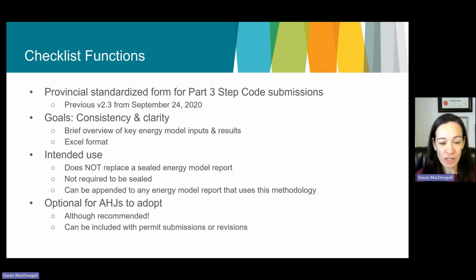And so for that reason, we're suggesting to a lot of practitioners that you can actually append this checklist to any energy model report that uses this methodology, which is a nice way of succinctly and clearly summarizing the information in a long report. The checklist is optional for AHJs to adopt, although it is recommended, and we'll share a couple of reasons why on the next slides. And again, we are suggesting that even if a practitioner is working for a jurisdiction who doesn't require the checklist, consider adding it and sending it in with a permit submission, or as mentioned earlier, as an appendix to a report.